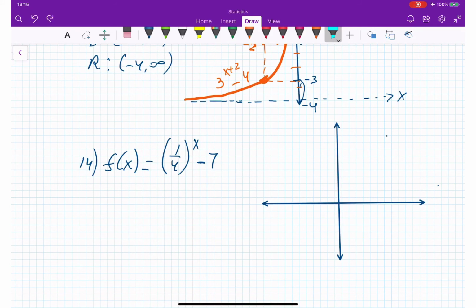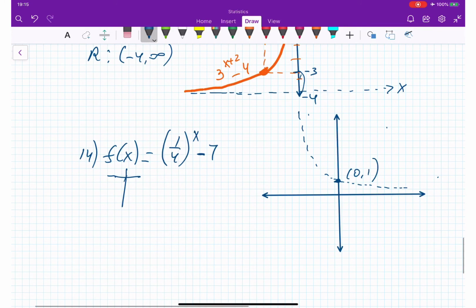So what I'm going to do, I'm going to build 1/4. So if you need, you can build a table. So I'm going approximately. All I know, it's going to go through the coordinate 0, 1. So if you build the table for 1/4, or you can build right away by points, 1/4 to power x minus 7. Either way you can do it. But I am sketching now 1/4 to power x and then move down by 7.